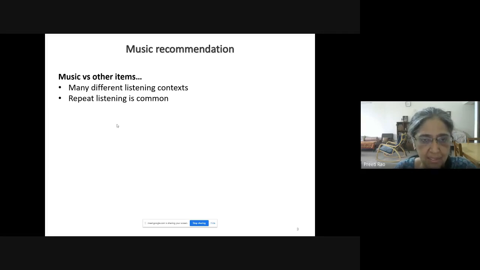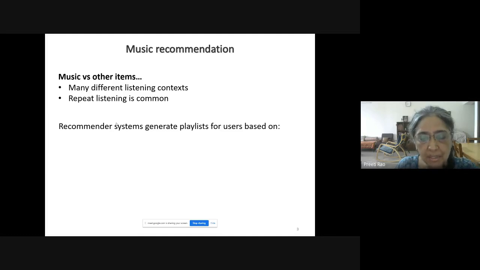The other thing in music is that repeat listening is very common. It is not like when you buy something, you keep buying the same thing. But on the other hand, in the case of music, people do indeed like to listen to the same music again. So all of this makes music recommendation quite unique. And finally, what is really used? What are the underlying principles of music recommendation?